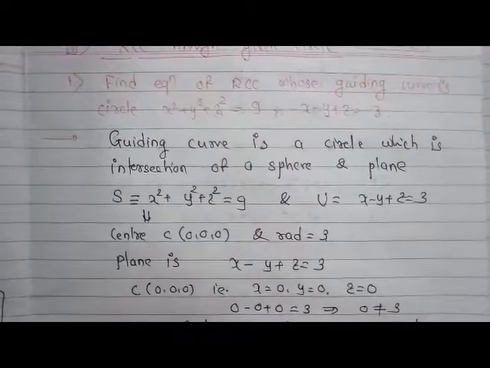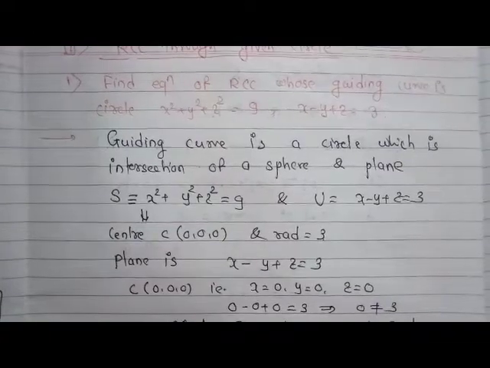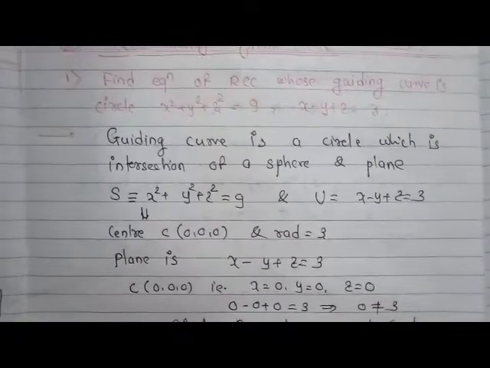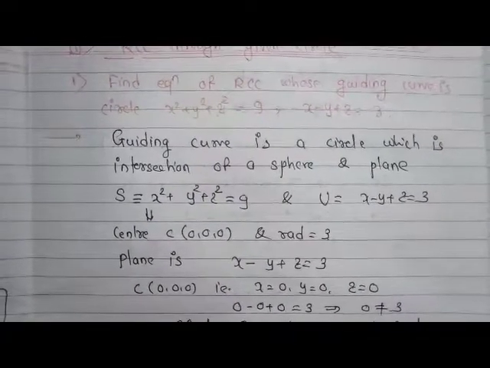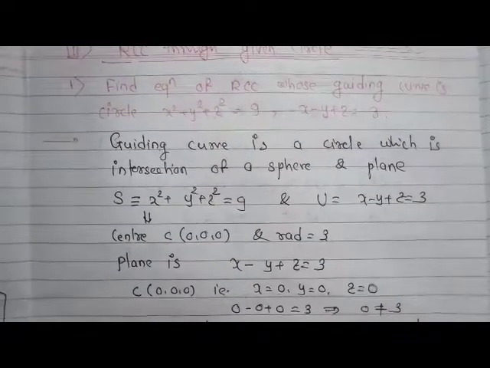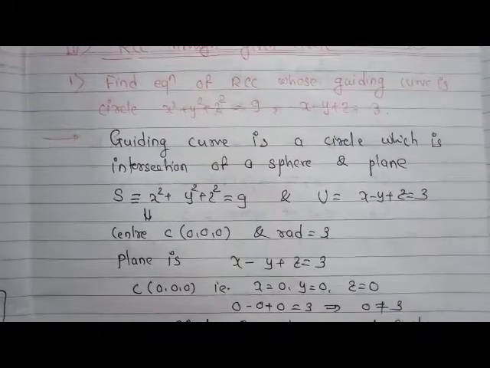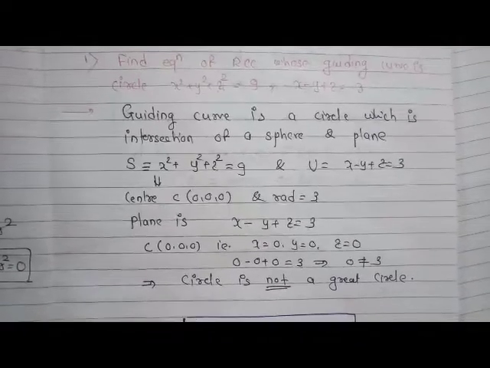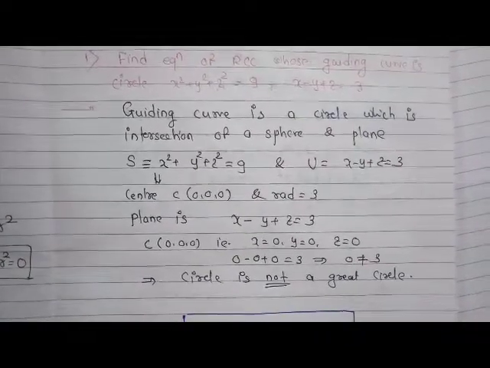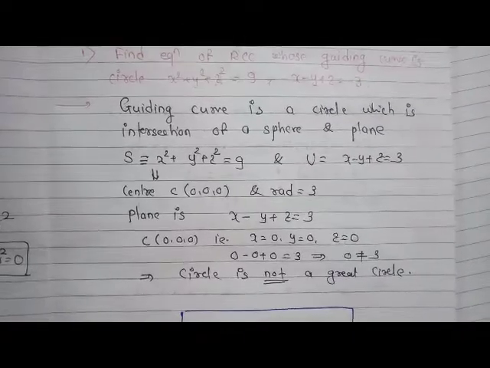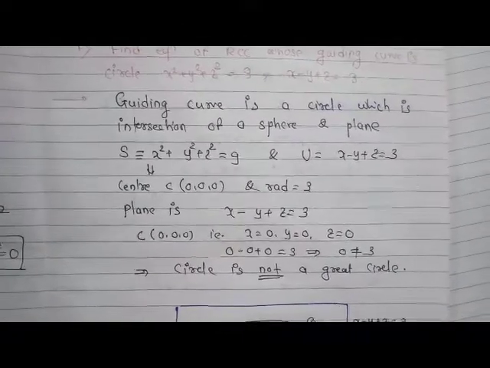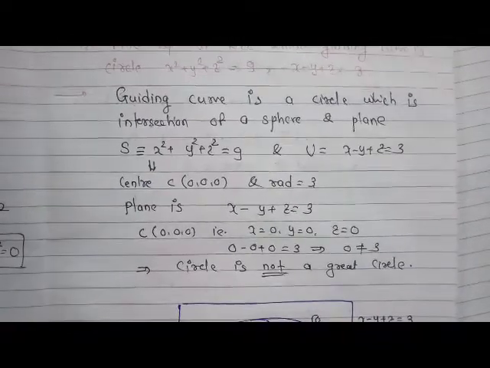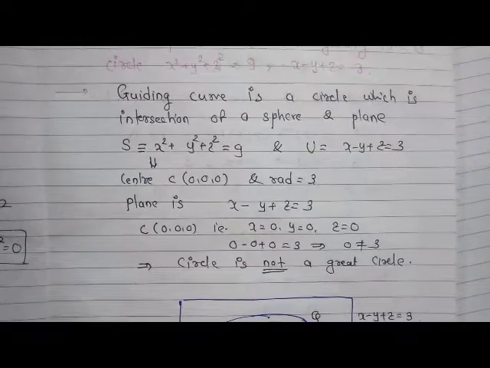So the question is like this: find the equation of the right circular cylinder whose guiding curve is the circle x square plus y square plus z square equal to 9, x minus y plus z equal to 3. So the guiding curve is the circle which is the intersection of the sphere and the plane. The sphere is x square plus y square plus z square equal to 9, and the plane is x minus y plus z equal to 3. So find the center and radius of the sphere. It is 0, 0, 0 and the radius is 3.